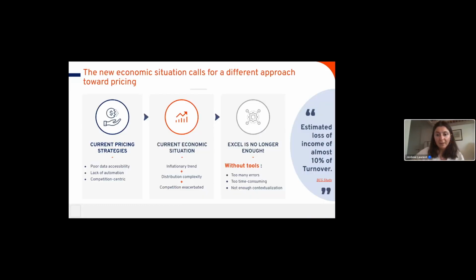So I'm going to start by presenting you a small overview of the current situation. First, regarding the pricing strategies, we currently are facing a situation where we have three main problems. Even if there is an enormous amount of data, we lack accessibility. We also lack automation to be more productive and to avoid mistakes. And finally, prices are in most situations not consumer-centric, but competition-centric, which drives the prices to the lowest. But obviously, that's not it.